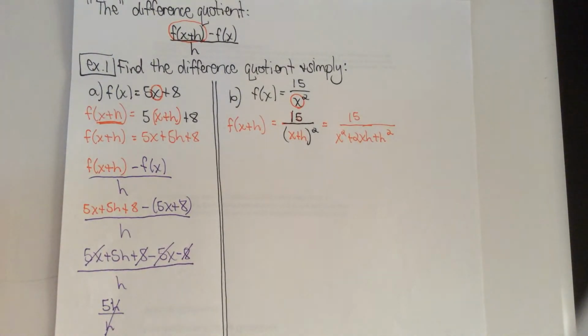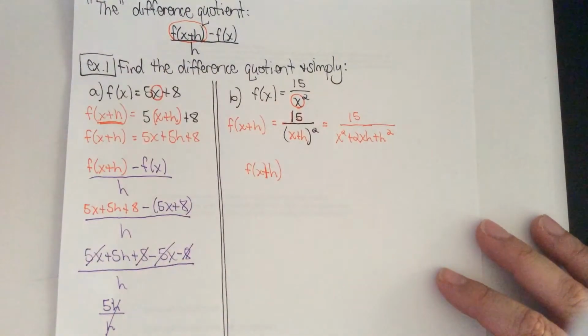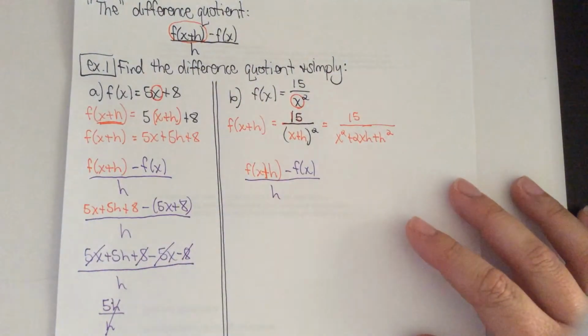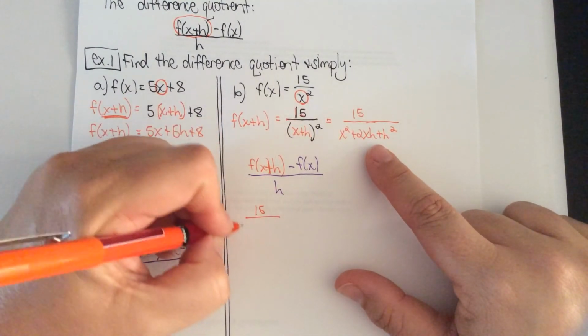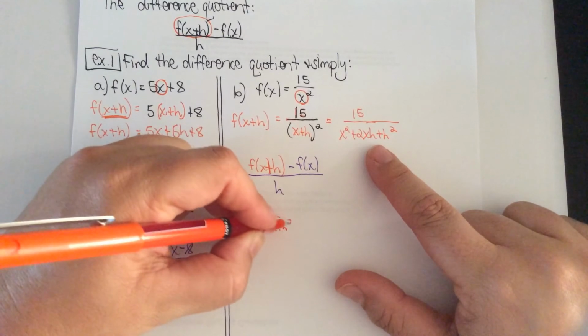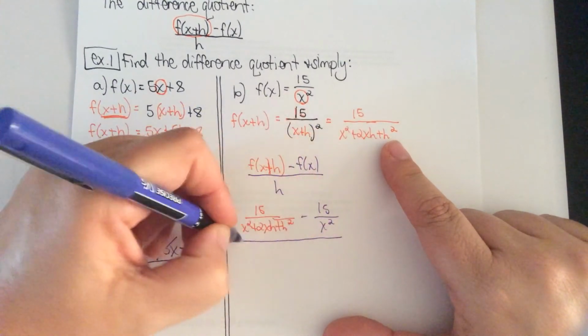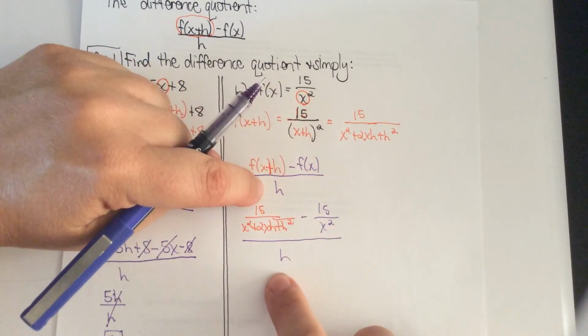X plus h times x plus h. If you need to write that out, that's totally fine. There ain't no shame in that game. Okay, x plus h times x plus h, and then foiling. Now I'm going to go back to the difference quotient and start plugging stuff in. So this is my f of x plus h, minus f of x, minus the original guy, all over h. F of x plus h minus f of x all over h.